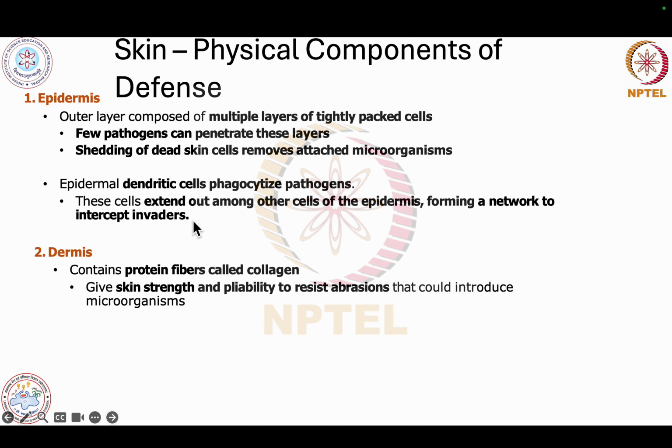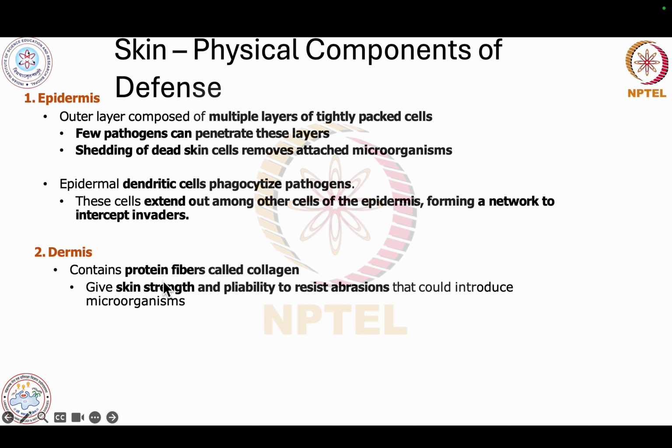So, skin physical components of defense. The epidermis, the outer layer, is composed of multiple layers of tightly packed cells. Few pathogens can penetrate these layers, and shedding of dead skin cells removes attached microbes. Our skin has a layer of dead skin cells, right? So when those get shed, whatever microbes are attached will also be shed. Epidermal dendritic cells phagocytose pathogens. These cells extend out among other cells of the epidermis, forming a network to intercept invaders.